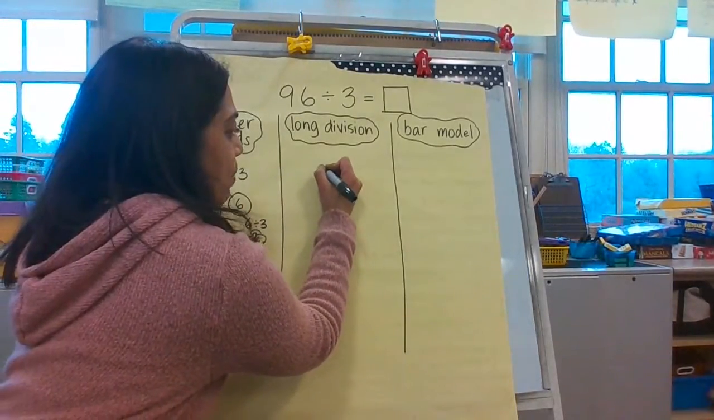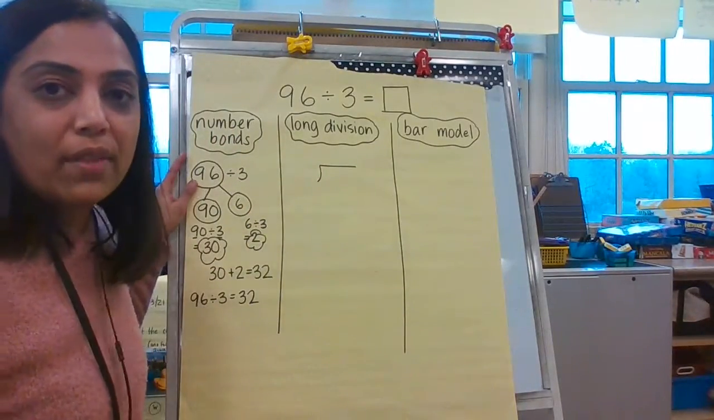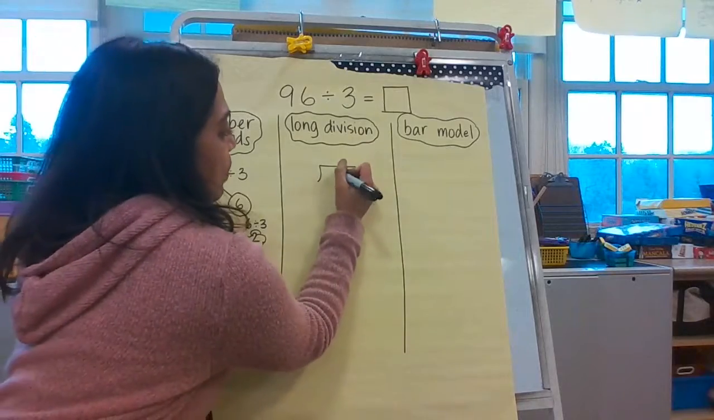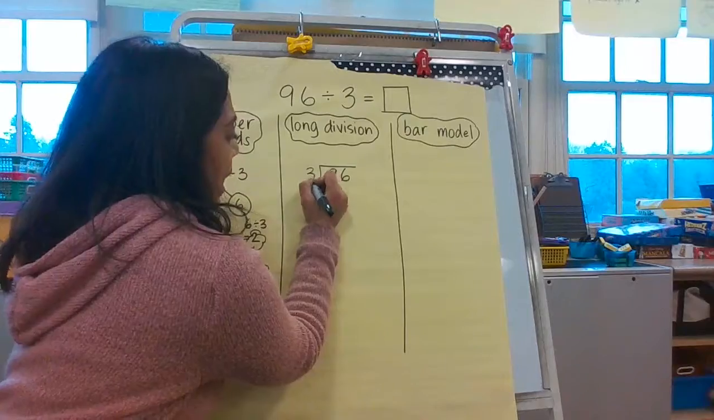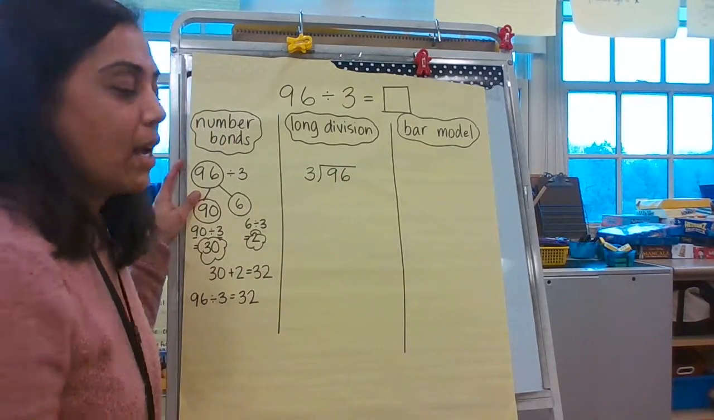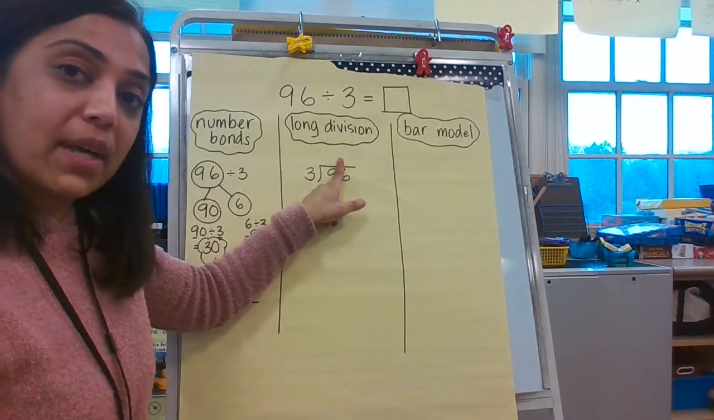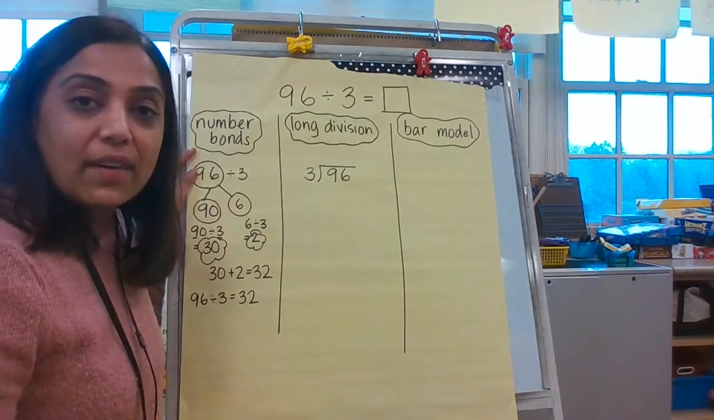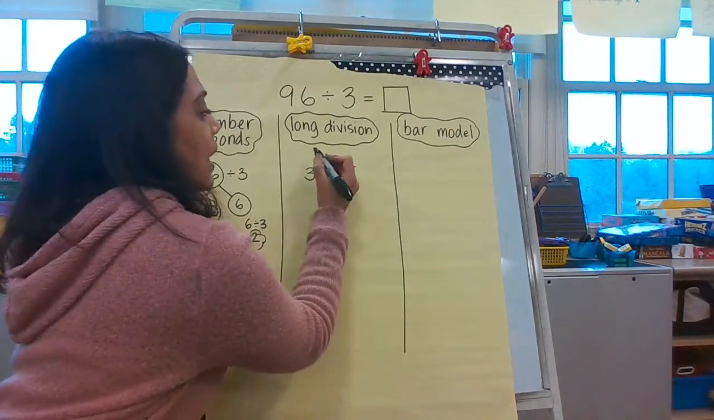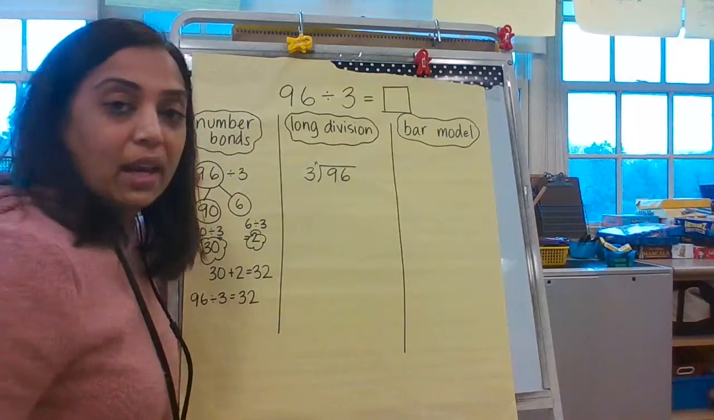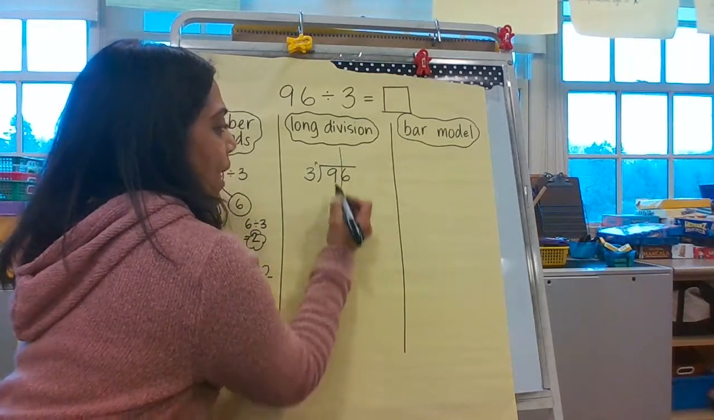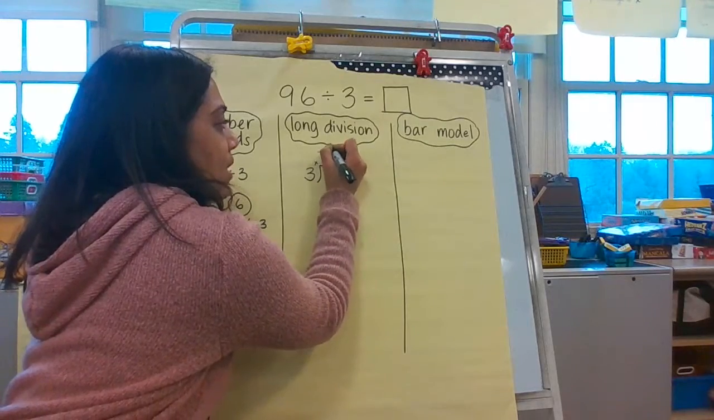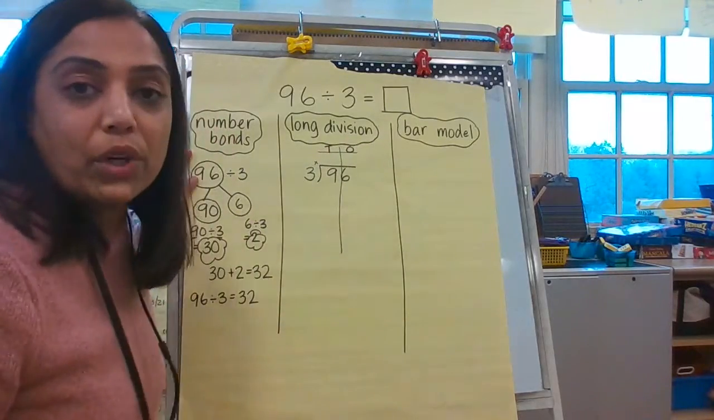So setting up the problem is really important. We draw that house, and we put 96 in the middle, and we put the 3 out here. Okay, the answer, the quotient, is going to be up top here. One of the things that I've asked you to do as a reminder is put that invisible multiplication sign right there. And the other thing is to draw the place value. This is really important because it tells us the value of the numbers that we're using.